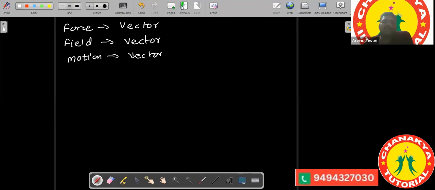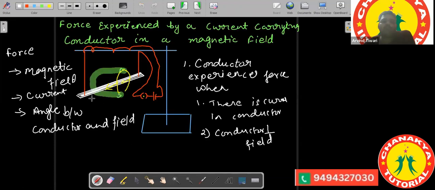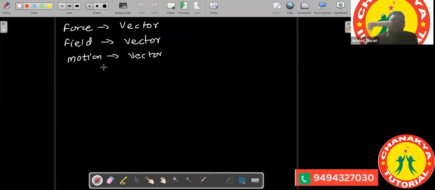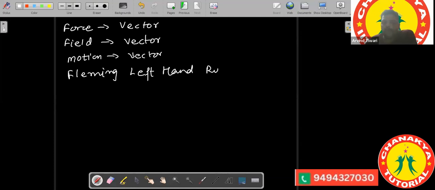Why will the conductor move along this direction? Why will it move clockwise? Why will it move anti-clockwise? All these reasons are explained over here in Fleming's rule. Okay. So this is your Fleming's left hand rule.